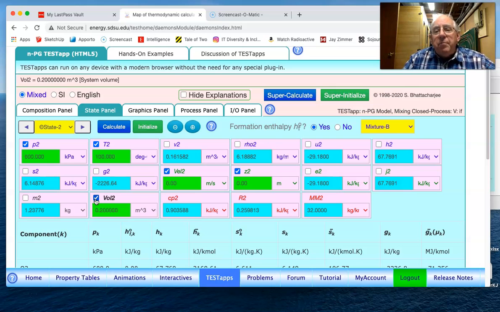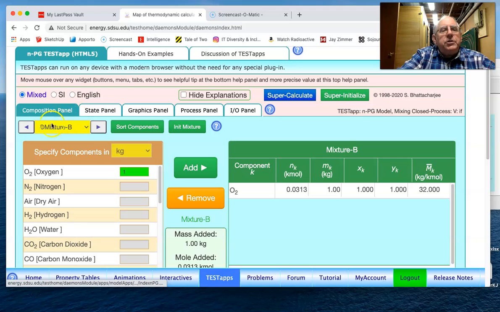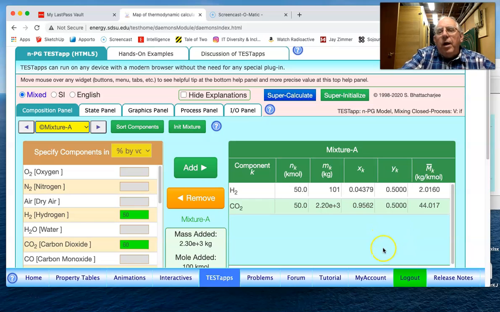And so for the mixture B, which is on the right-hand tank, we see that the total mass is 1.23776. And that's the amount of kilograms associated with the oxygen. Okay, and so with that in mind, we are now ready to determine mixture C. Okay, now before I do that, I'm going to go back to the composition panel, and I'm going to go back to mixture A, because there's something that I want to pick up.